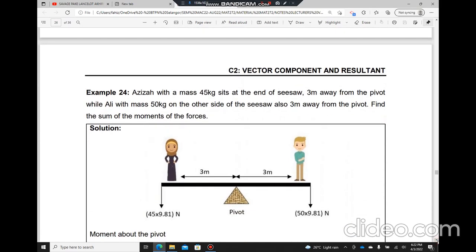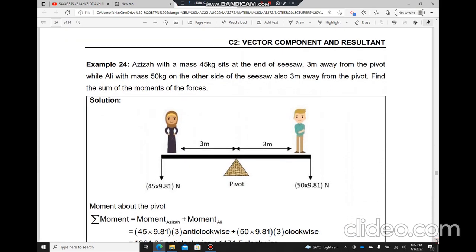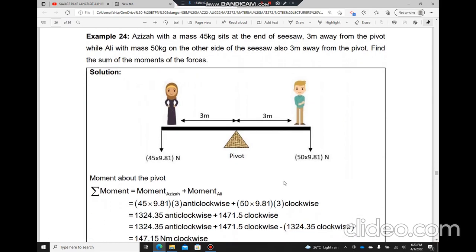Okay, next example 24. Example 24 is the same, just that this one is in the problem statement. The problem statement just gives this one as Azizah. Okay, her weight is 45. Then this one has a pivot in the middle, and then this one has Ali. His mass is 50 kg.